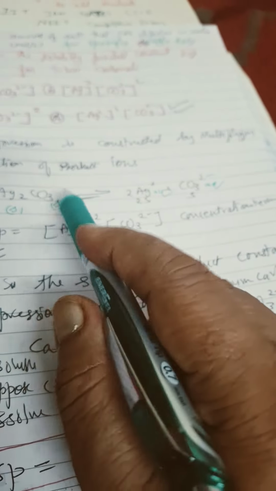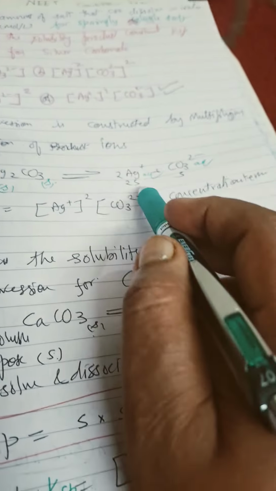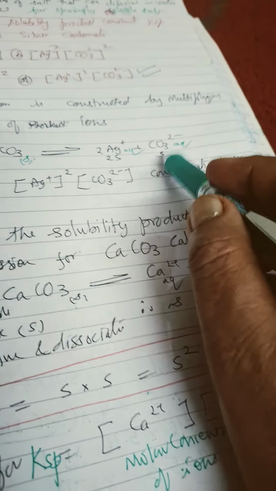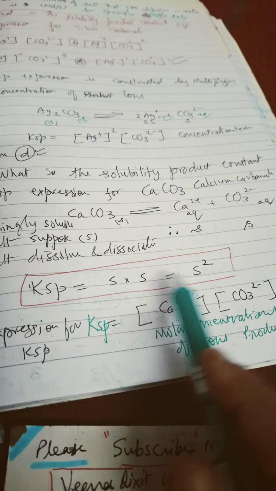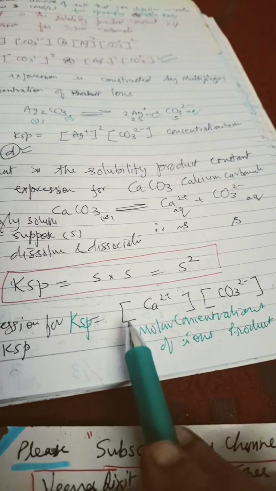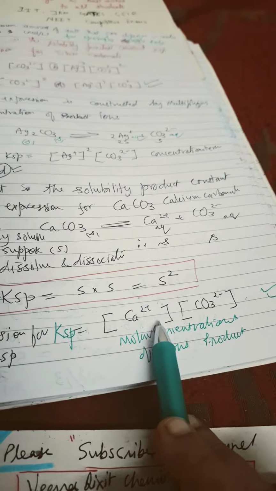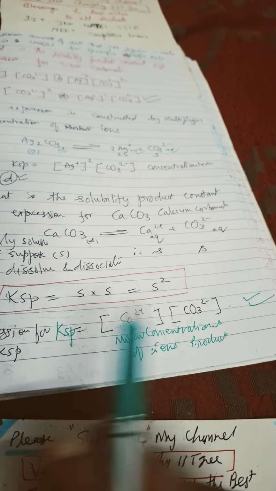Here the ratio is 1:2:1. That is why if it is S, we are getting 2S for silver and S for the CO3 2 negative ion. Okay, so Ksp will be equal to S square in terms of S, and in terms of concentration we write Ksp is equal to the molar concentration of Ca2 positive multiplied by the molar concentration of carbonate ion. So in both the terms you should know.